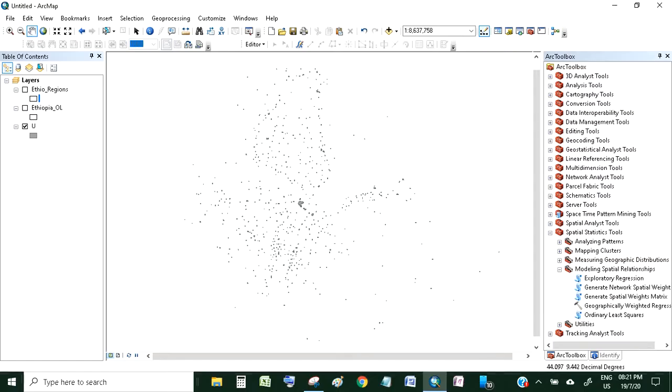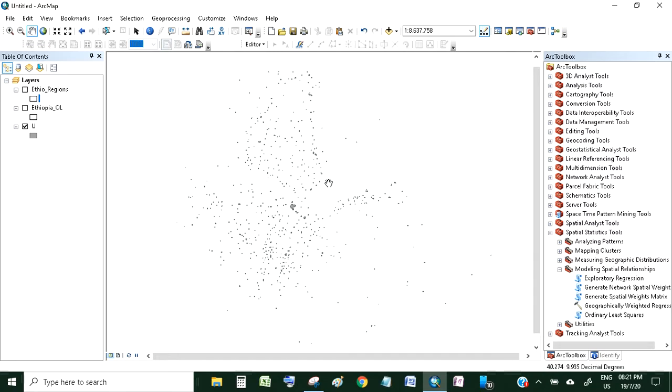So ArcMap is open here, and on the left side is the data, right side is the ArcToolbox. So the data is here now. I am not using the zone data, I'm using the urban centers. And all these are around 650 centers.